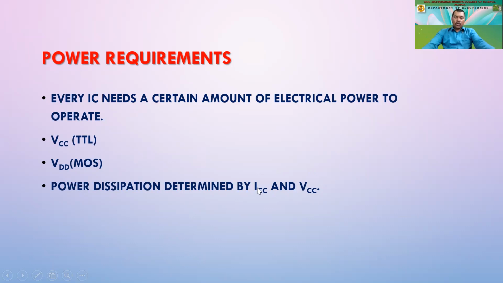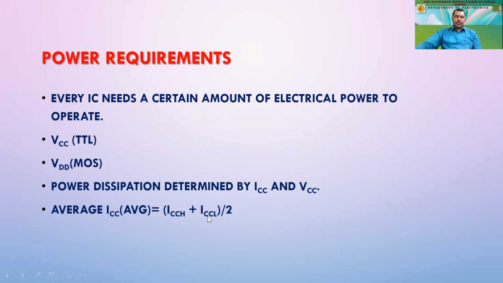Power is nothing but the product of current and voltage, right? So here also the power dissipation is determined by ICC and VCC, and the average is taken as ICC average equal to (ICCH plus ICCL) by 2. This is the general universal method to take the average: you add all the parameters and divide by the same number as how many you have added. Accordingly we get an average.